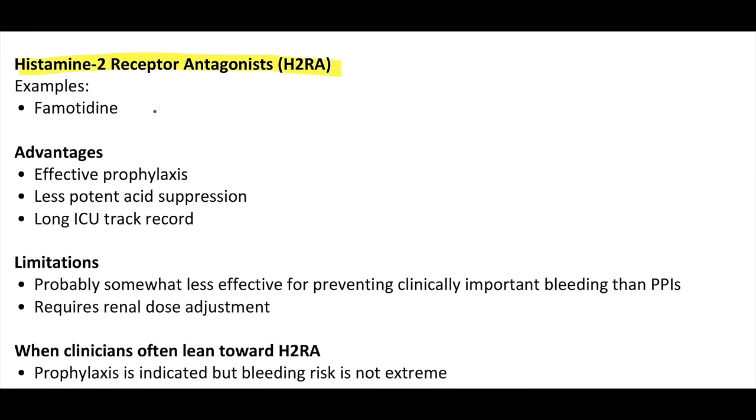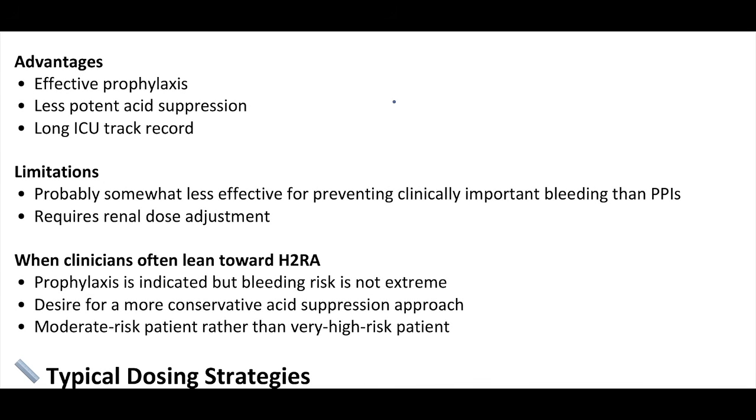All right, what about H2 receptor antagonists, H2RAs? Well, again, the workhorse here is famotidine, at least in the United States. The advantages to this are, number one, it's effective prophylaxis. There's no difference in mortality between using an H2 receptor antagonist like famotidine or a PPI like pantoprazole. There's a little bit less potent acid suppression, which some folks would say is an advantage because it takes that potential increase in infectious complications out of the equation. Again, echoing like a broken record, the trials do not support that there is an increased risk of infectious complications with PPIs. And famotidine has a long ICU track record.